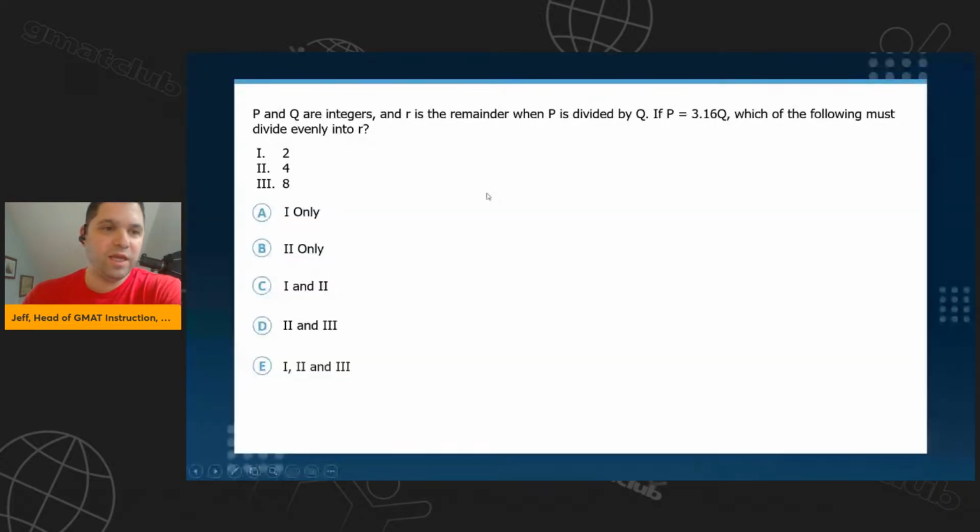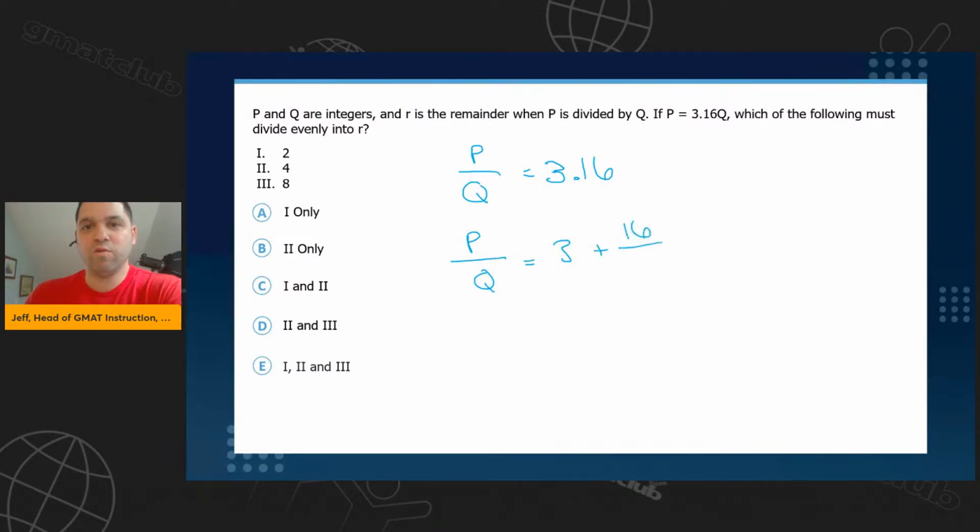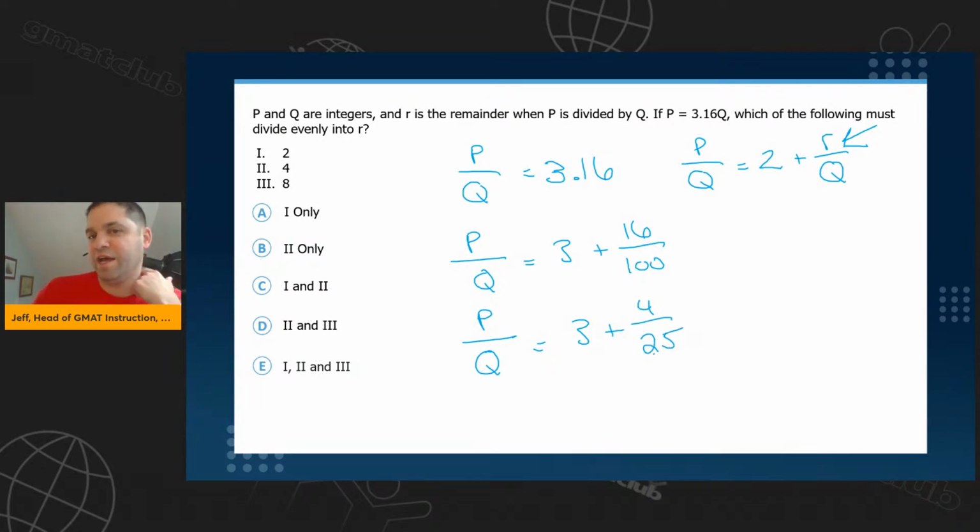What we've got here is us being able to use the remainder formula. So if you bring the Q over, this is going to look a little yucky, but you can bring this and make this look like the remainder formula, which would be 3 plus 16 over 100. Now, the remainder formula in general looks something like this. P over Q equals some quotient, we'll call it Z, plus remainder over Q. So this is the remainder, that R term. P over Q is equal to 3 plus 4 over 25, right?